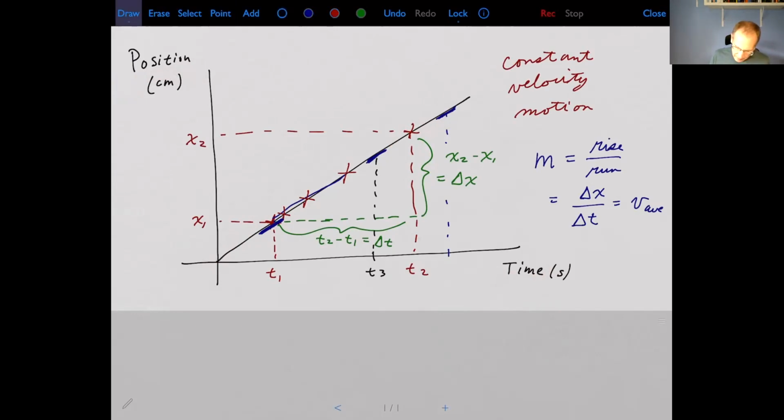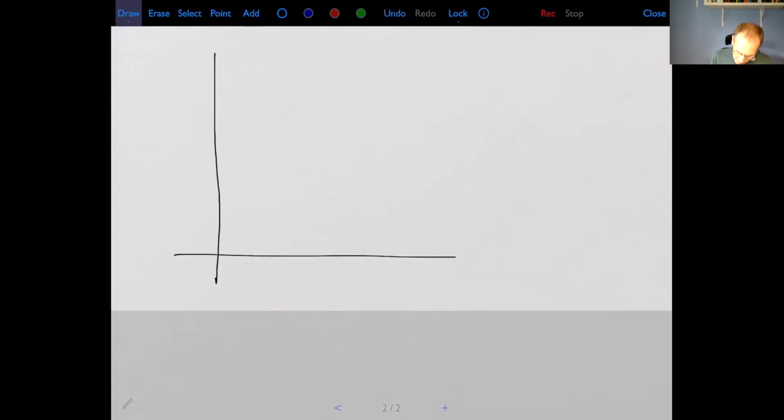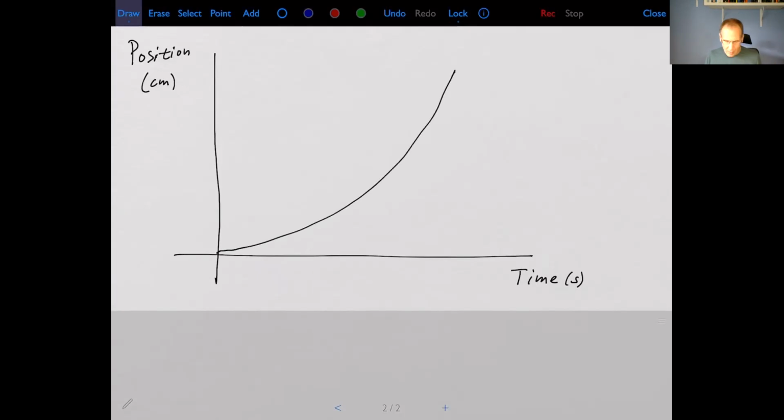All right, here's another case. Let's say I have a different position versus time graph. Let's say it looks like this. So again, this is going to be time in seconds on the x-axis and position in centimeters on the y. Let's say this graph is parabolic. So it looks like a parabola like this.